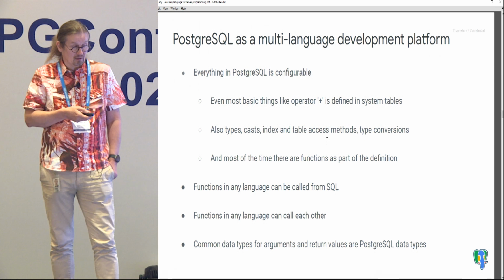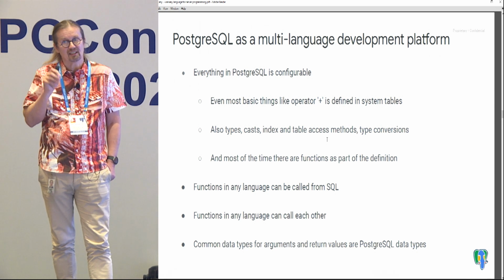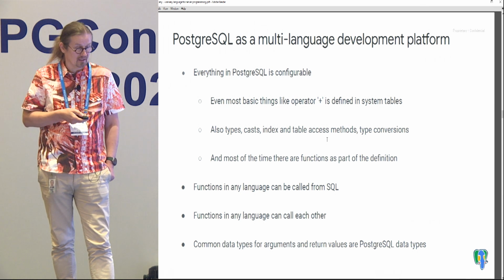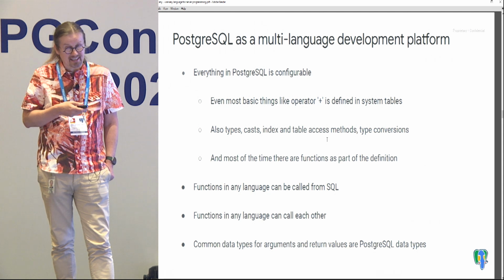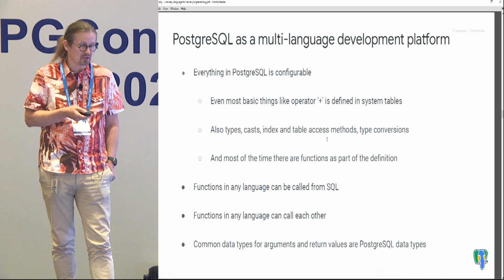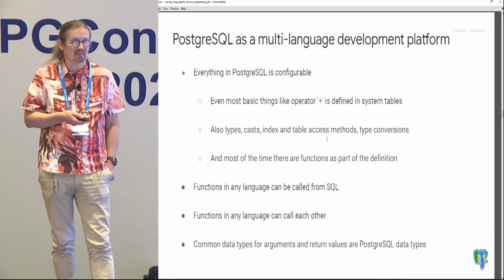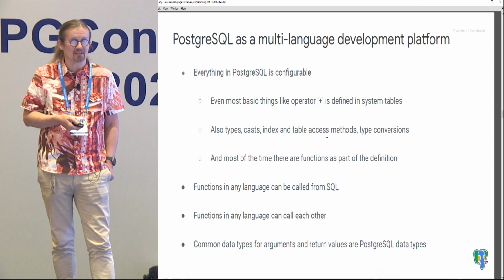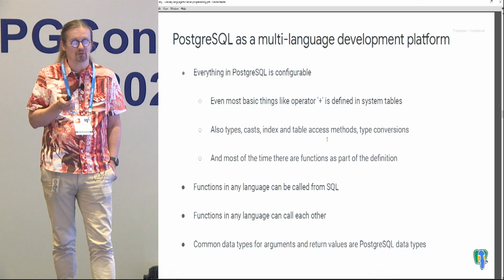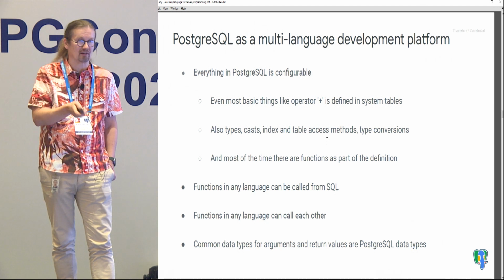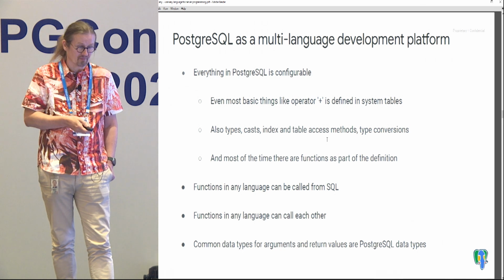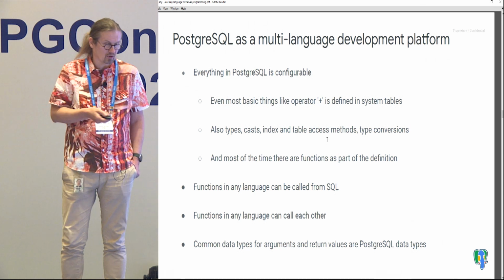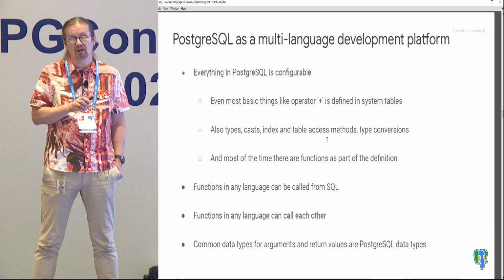Postgres is not just a database, it is actually a very capable multi-language development platform. And it's really flexible and configurable. Everything is defined in system tables, even a simple thing like the addition operator. If you write select A plus B, then the plus is looked up in system catalogs. It knows that, okay, for these types, I need to use this function to implement the plus operator. And also typecasts, indexes, all kinds of access methods, type conversions, they are all modifiable.